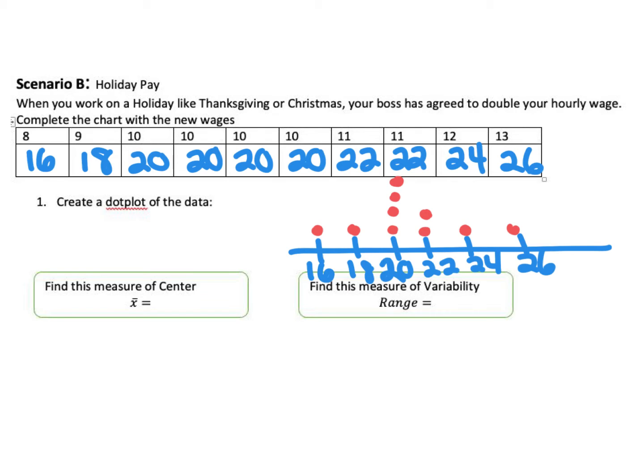So I'm going to find my new mean. And this time they add up to 208, divided by 10 would be 20.8, or $20.80 is my new mean. And yep, that's around the center of the distribution. The range would be 26 minus 16, so that is $10.